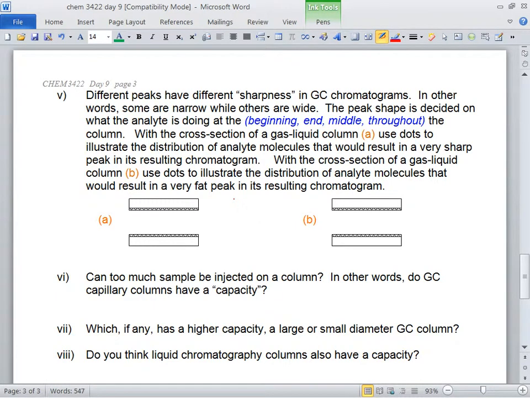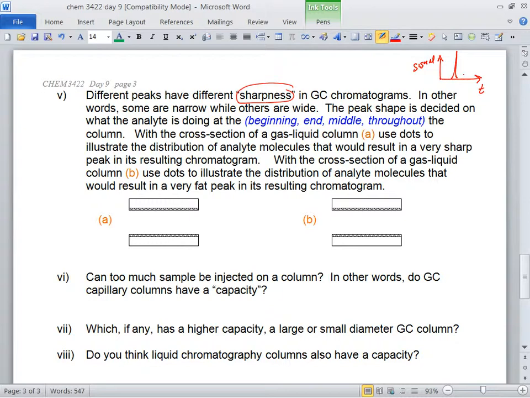Different peaks have different sharpness in GC chromatograms. What do you think is meant by sharpness? In other words, some are narrow while others are wide. What are they talking about? How narrow it is. What's the it? The peak. Signal versus, what's the x-axis in these chromatograms? Time. So a nice sharp peak would be something like that. There's going to be some width to them, but it'll be a nice sharp peak, nice and symmetric on both sides, really sharp.